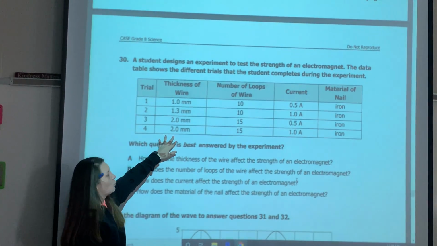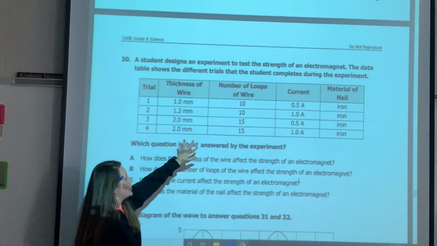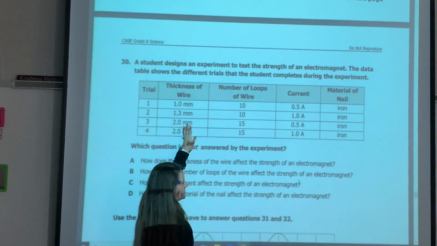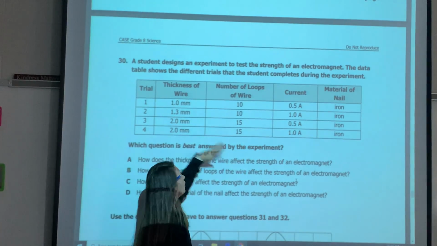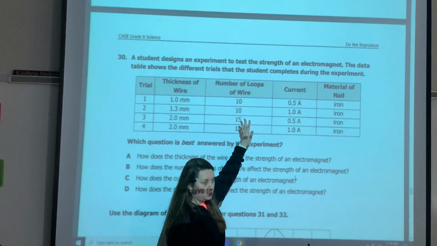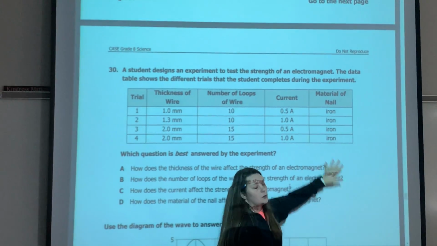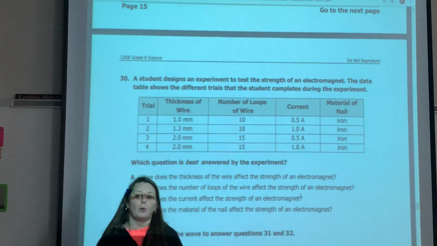So you can't change the wire thickness and the thickness of it. If you're testing it, make it one thing. You need to test just the thickness and then get your results. Or you should change the loops and it's just the loops that you're changing. Or the voltage or the current. There is a reason that you only have one independent variable.